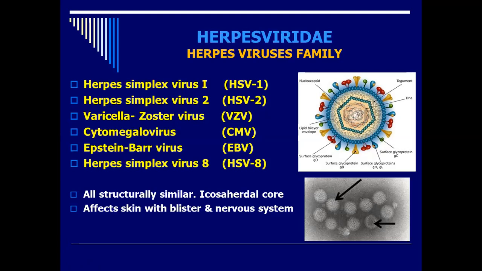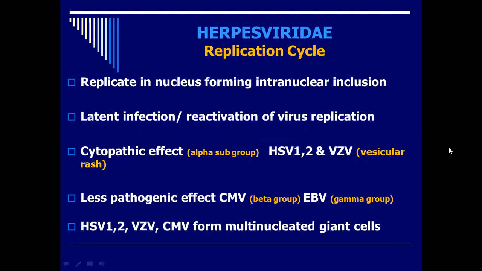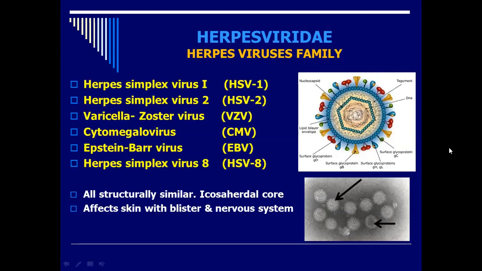All these viruses are structurally the same, and they have icosahedral symmetry. All of these viruses cause blisters on the skin, and they can cause some nerve damage, and they can also cause some other diseases that we will discuss. So let's first see the architecture of the generalized structure of the herpesvirus.